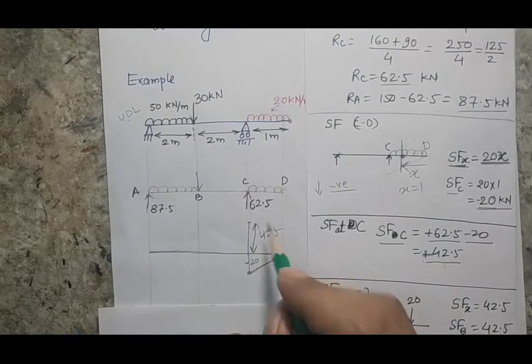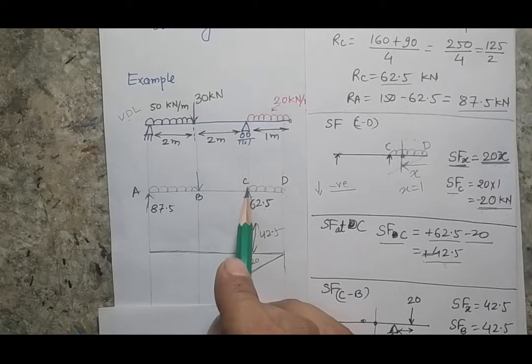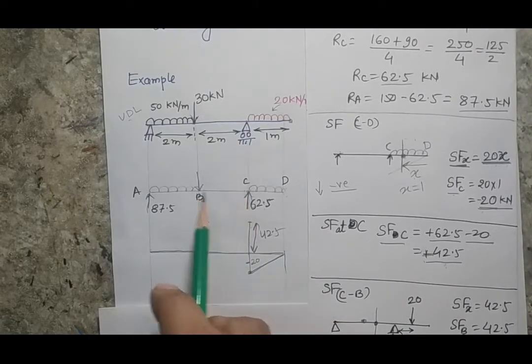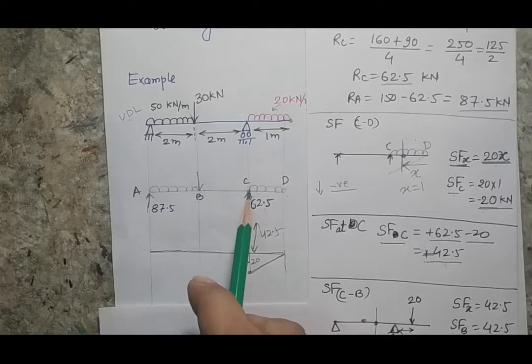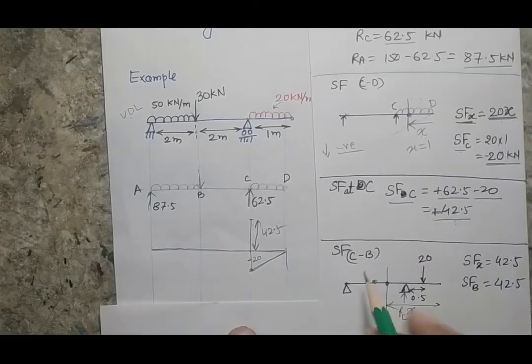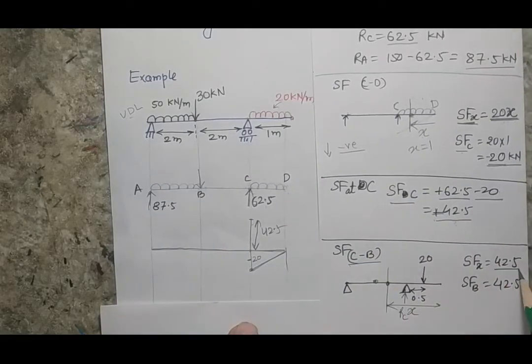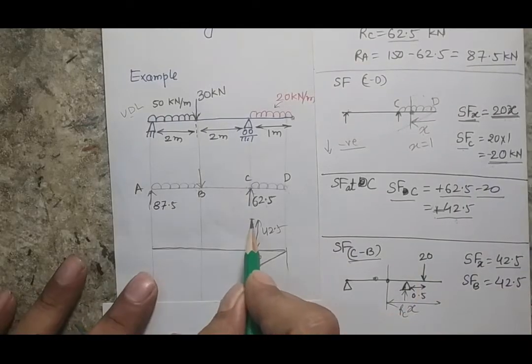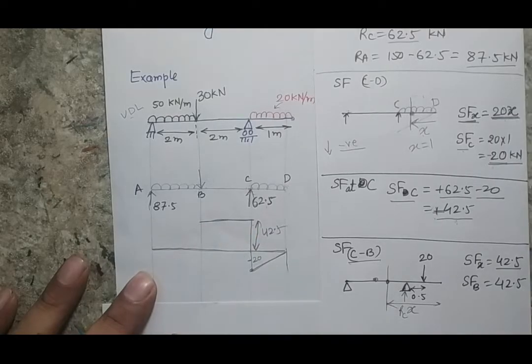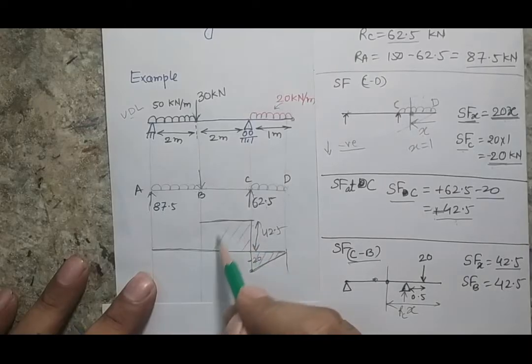Now beyond that, when I write the equation for C to B, I can see that there is no other force in this gap. So whatever shear force I have calculated at this point will remain constant till point B. So the shear force between C and B will have the same value, 42.5, valid till point B. So my shear force diagram will be constant till point B. Now this is the negative part, and this is the positive part of my shear force.